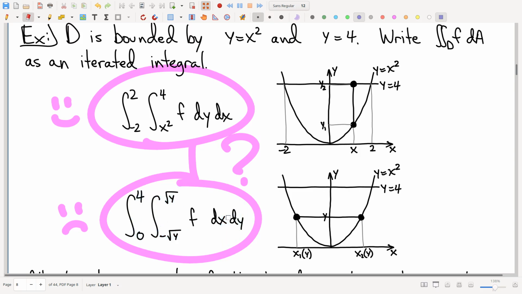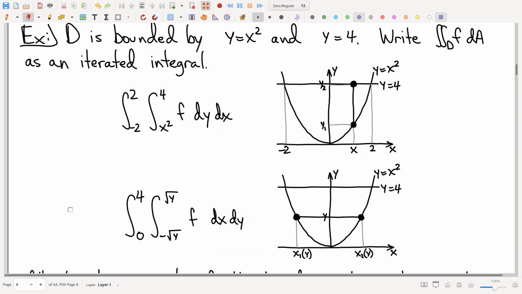Now, natural next question: how do I avoid having to write both of these down? How can I see this coming? And here's my little trick. I think this is very convenient.